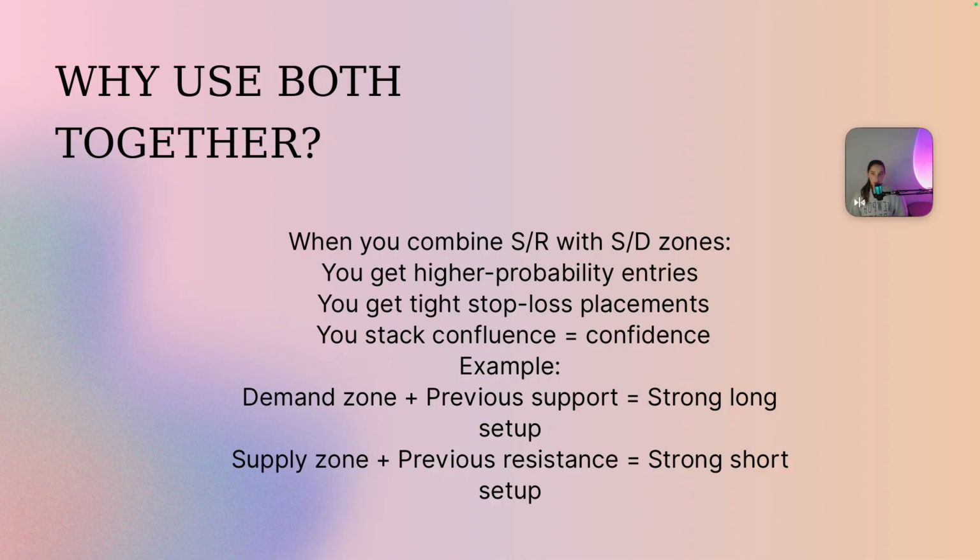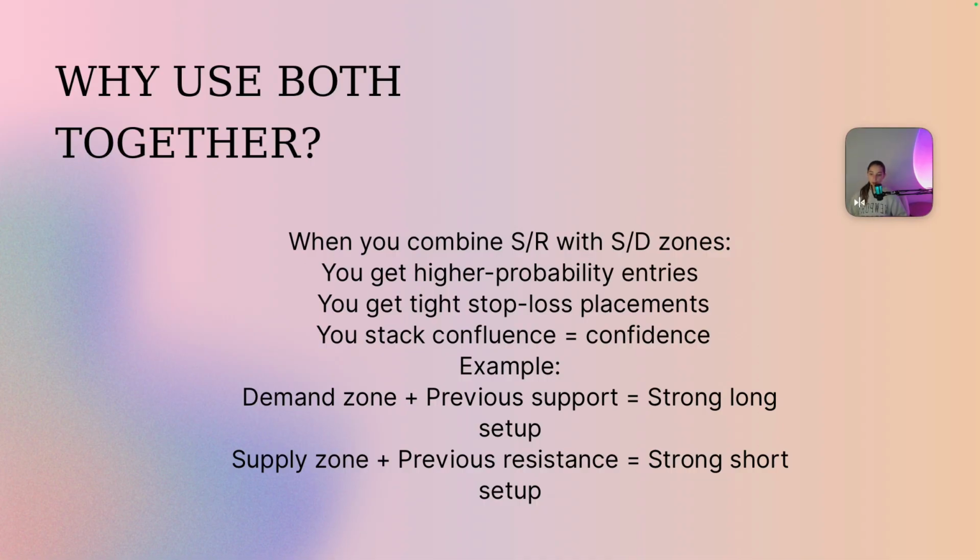Just to get back into it, I combine support and resistance levels with supply demand zones to get higher probability entries, tight stop loss placements, and stacking my confluences and having higher confidence in what I'm taking and entering. For example, your demand zone would be correlating with your previous support. And if we continuously bounce off that support level and then get a break of the demand zone, that is a very, very strong, high probability setup to take calls, to go long, whatever you want to call it.